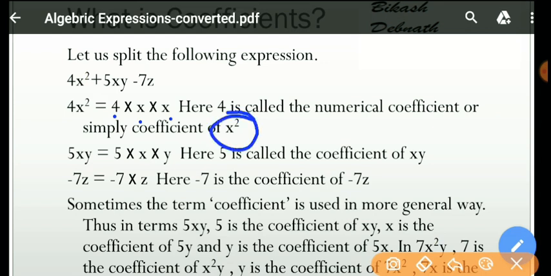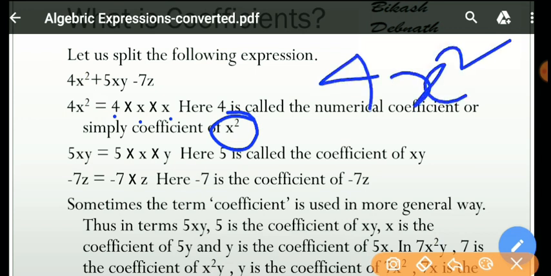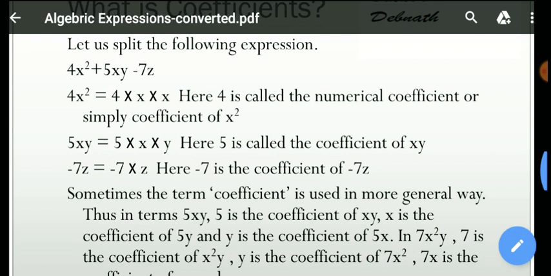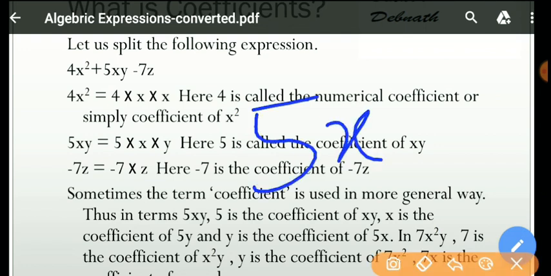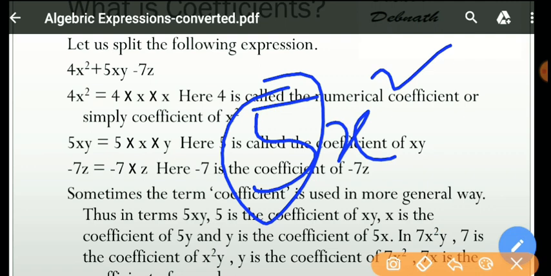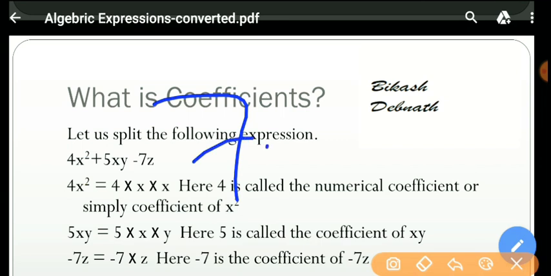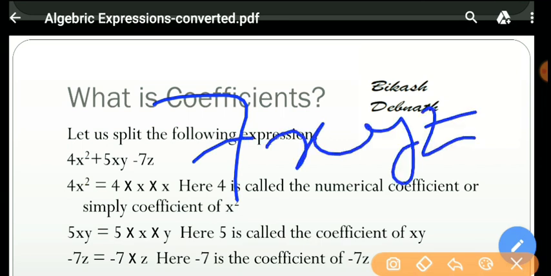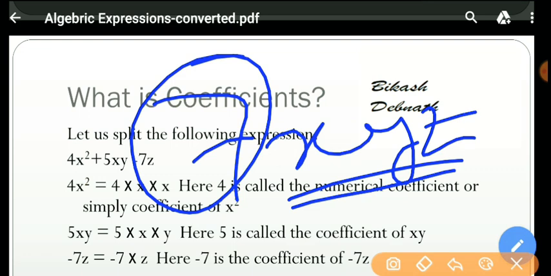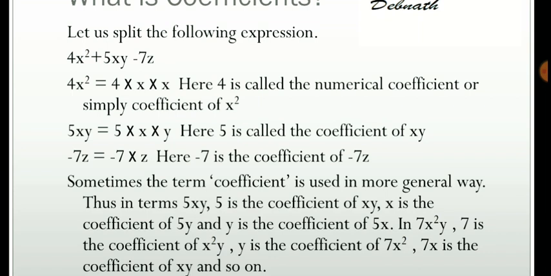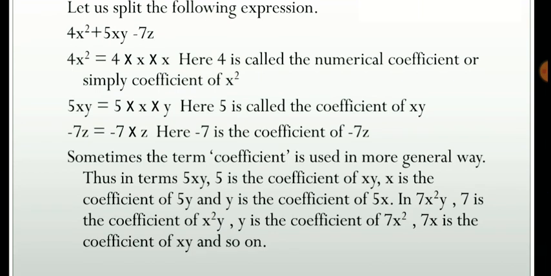So simply you see, very simple it is, 4x square. Yes, so this 4 is the coefficient of x square. Understood? If I write say 5x square, then this 5 is called the coefficient of x square. If I write 7xyz, then the coefficient of xyz is this 7. So basically it is called numerical coefficient, but more simply you can call it simply coefficient instead of numerical coefficient.